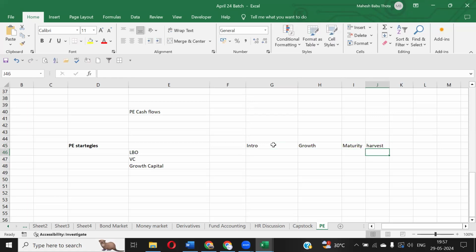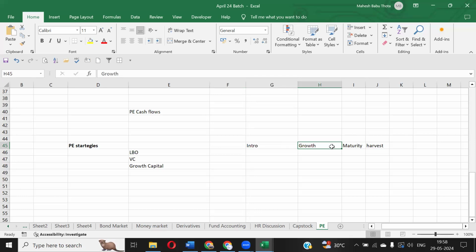These are the strategies. We can invest either at the introduction stage, I mean the startup stage, or at the growth stage, or else at the maturity stage. Harvest is selling of our investment, selling of a company, where the company is at its highest peak, or about to shut down its operations. That is called the harvesting stage. So we can invest in the introduction startup stage, that is called venture capital.